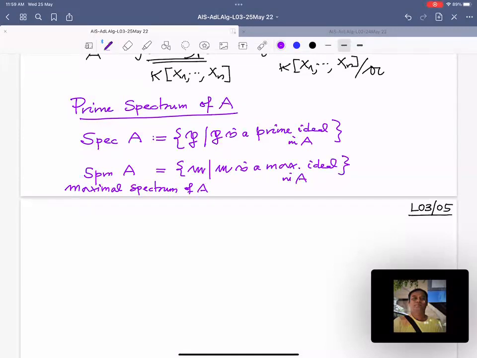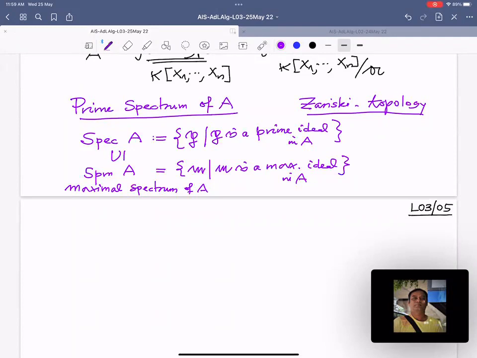Because we know that it's easy to see that every maximal ideal is a prime ideal. Therefore, this is a subset here. And there was a topology here, which is called the reciprocal topology. I am not going to recall that because I will not mostly need it, but maybe for motivational purposes it's easier. So this is the maximum spectrum. This is the prime spectrum.